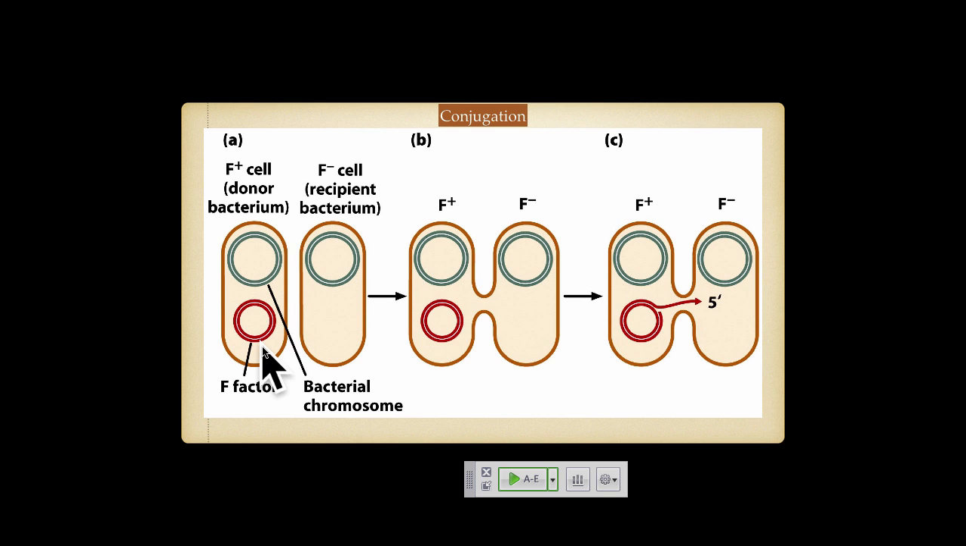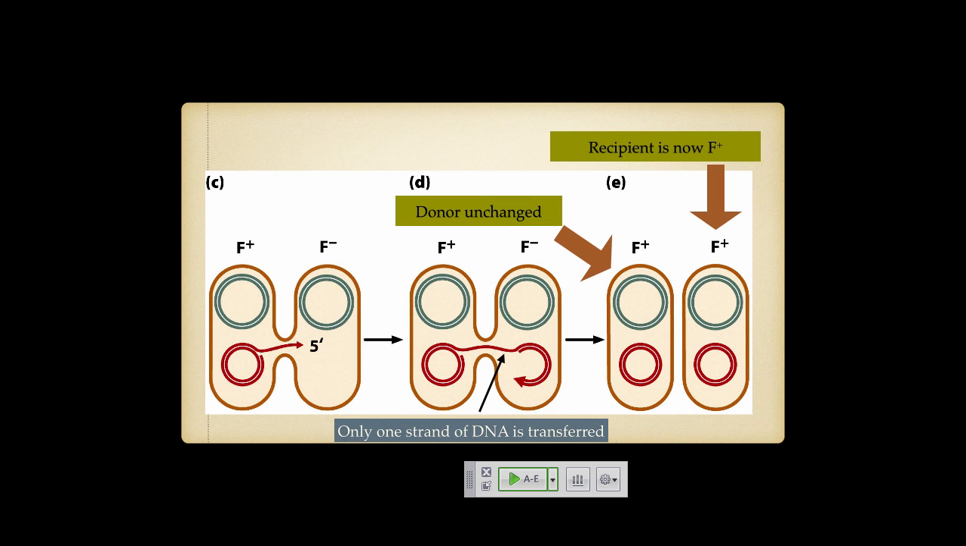All that's going to happen is a copy of this F factor is going to get transferred to the recipient cell, which is designated as F minus. F minus simply means the cell doesn't have the F factor. The only difference between F plus and F minus is the presence or absence of this F factor. You have the pilus, which is this protein conduit that allows a physical transfer of DNA from one cell to the other. And the key point here is that only one strand of the double-stranded DNA is being transferred.